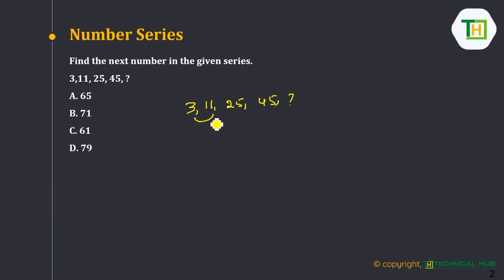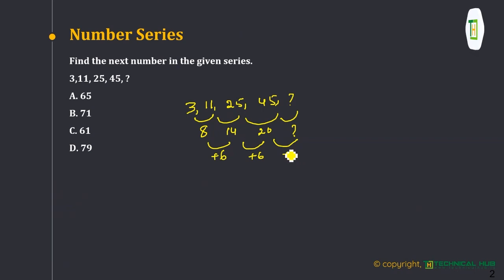First, take the difference. Between 3 and 11 the difference is 8, between 11 and 25 it is 14, and between 25 and 45 it is 20. What would be the next difference? If you observe the double difference, 8 to 14 is adding 6, and 14 to 20 is again adding 6. So the next difference is 26, and the next number is 45 plus 26, so the answer is 71. Given the options, B is the correct answer.